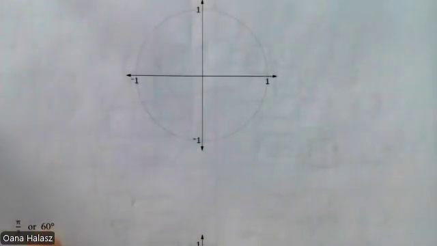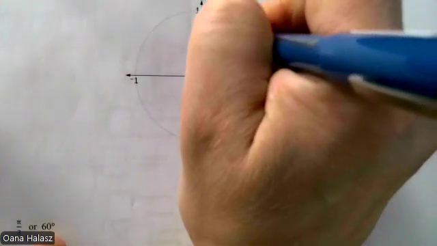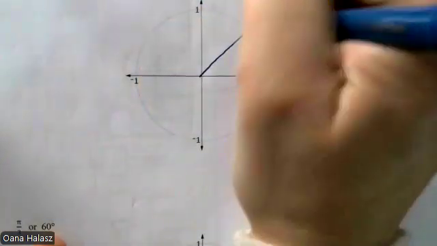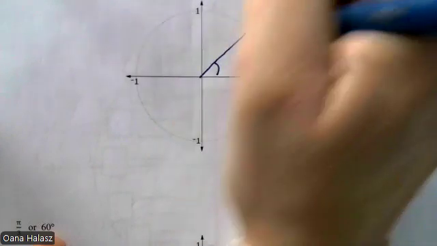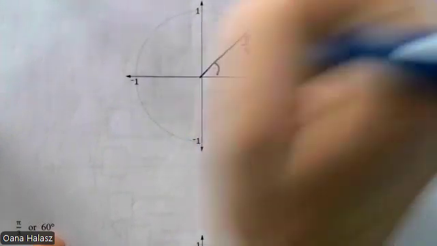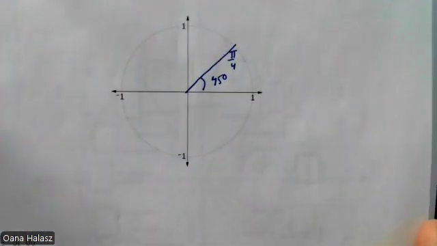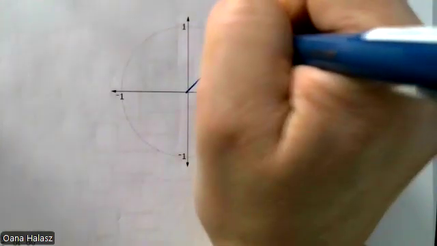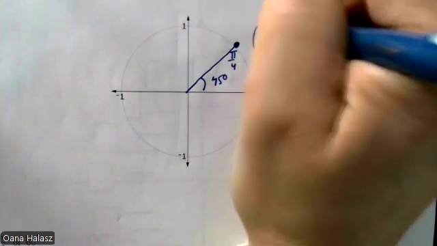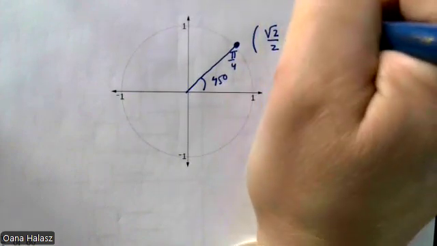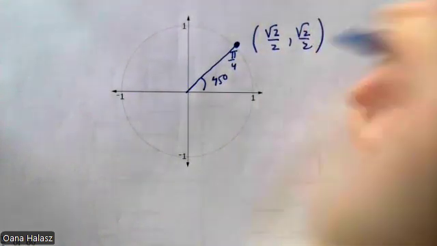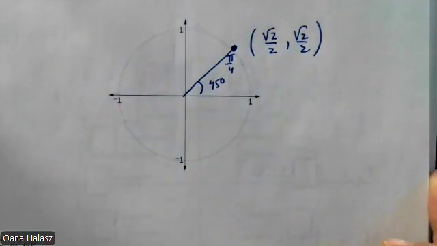2 pi over 4, 45 degrees. That's what pi over 4 is. And the point coordinate is square root of 2 over 2 and square root of 2 over 2.